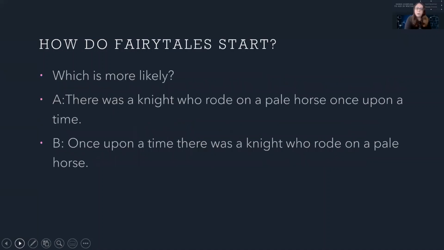Right. Okay, so as I said, this presentation is a bit on the interactive side, and if you want to answer a question, you can always raise your hand or turn on your microphone. So which is more likely to see in a fairy tale? Would you see A, there was a knight who rode on a pale horse once upon a time, or B, once upon a time there was a knight who rode on a pale horse?